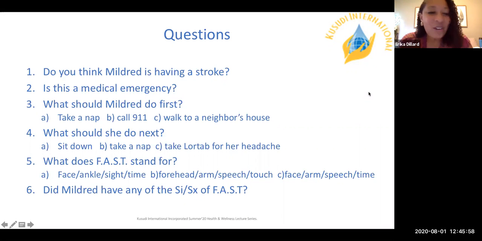Okay. So can you tell me, what does FAST stand for? Does it stand for face, ankle, sight, time? Raise your hand if it does. Does it stand for forehead, arm, speech, touch? Timmy, that's a no. Does it stand for face, arm, speech, time? Give me a thumbs up or raise your hand. Is it C? Very nice, very nice.